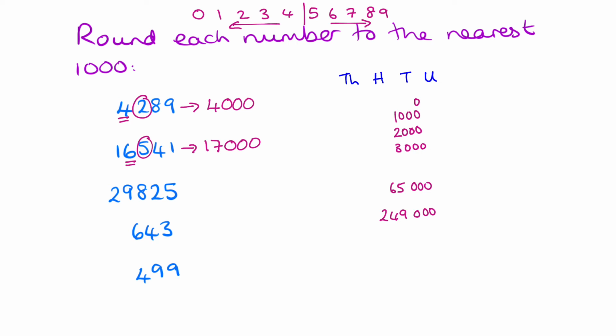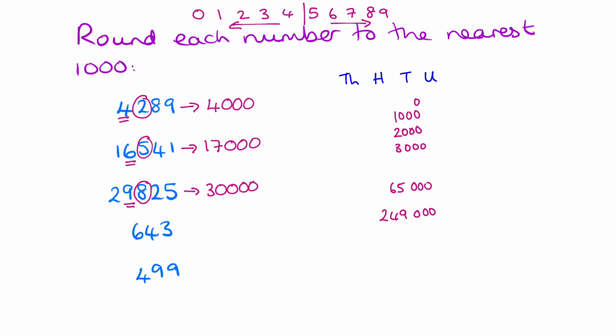Okay, next one, 29,825. So count 4 digits in from your units. 1, 2, 3, 4. The 9 is the thousands digit. And the 8 tells us whether we round the 9 up or whether we leave it as it is. So 8 tells us to round up. So the 9 needs moving up 1. But remember, to move the 9 up 1, you need to be affecting the number in front of that as well. So 29,000 turns into 30,000. So the 29 turns into 30. And remember, it's got to be a number of thousands.